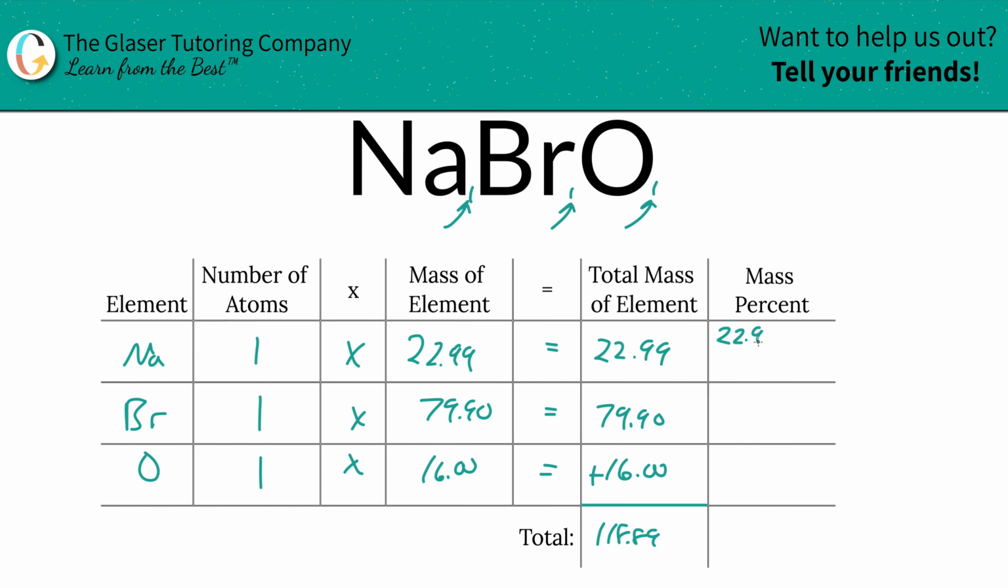So to find the mass percent of sodium, we're going to simply take the total mass of that sodium, 22.99, divided by the total mass of the compound. Hence why we had to do that first. Then we're going to multiply it by 100 to get it into percentage terms, and it's simply going to be 19.34%. Easy enough, right?